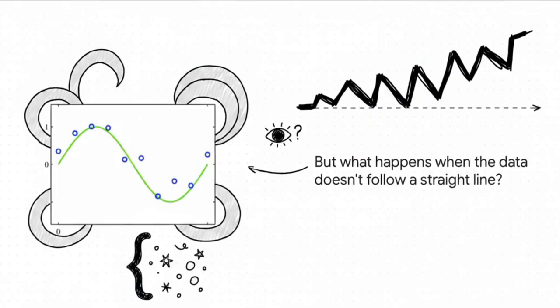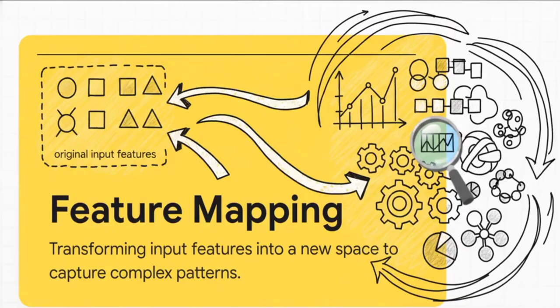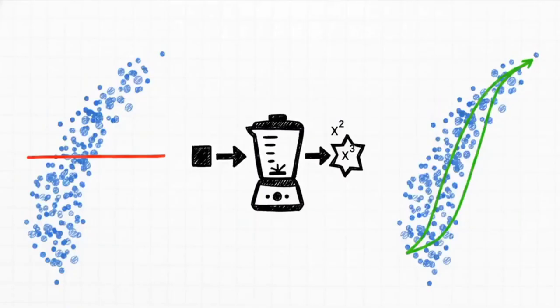Okay, but what happens when the data isn't a straight line? That's pretty common, right? Well, we use a clever trick called feature mapping. We basically create new, smarter input features. By adding features like x squared or x cubed, we can literally make our straight line bend and curve.